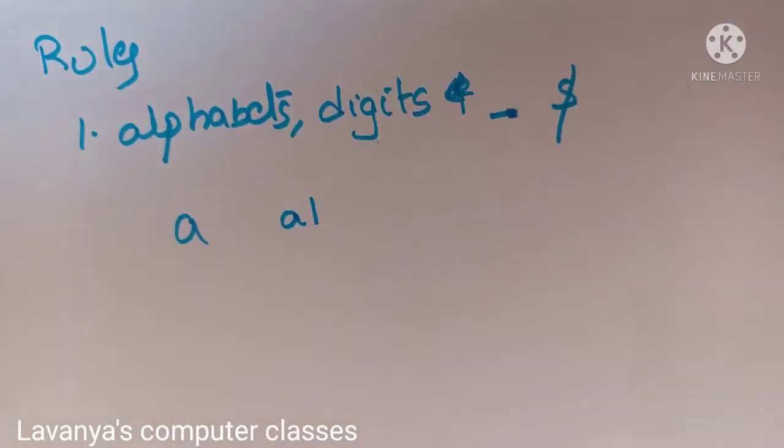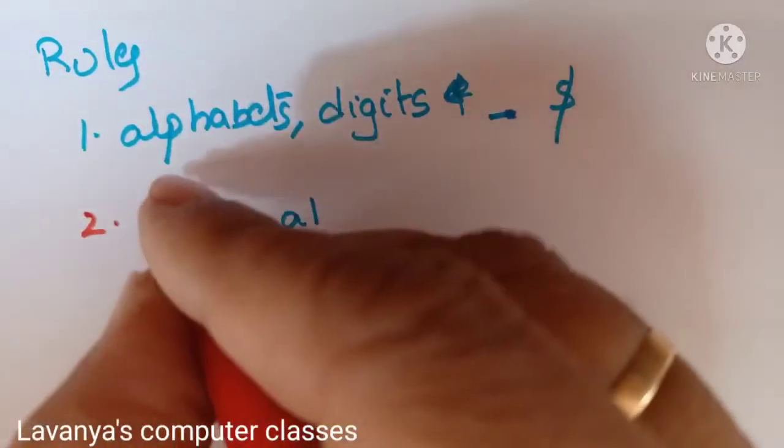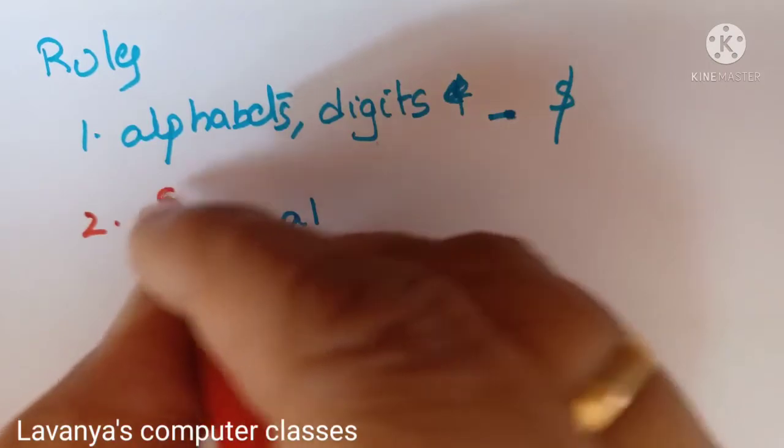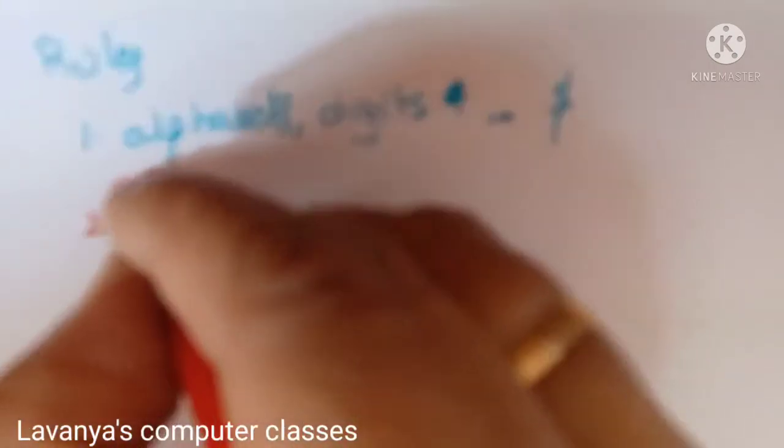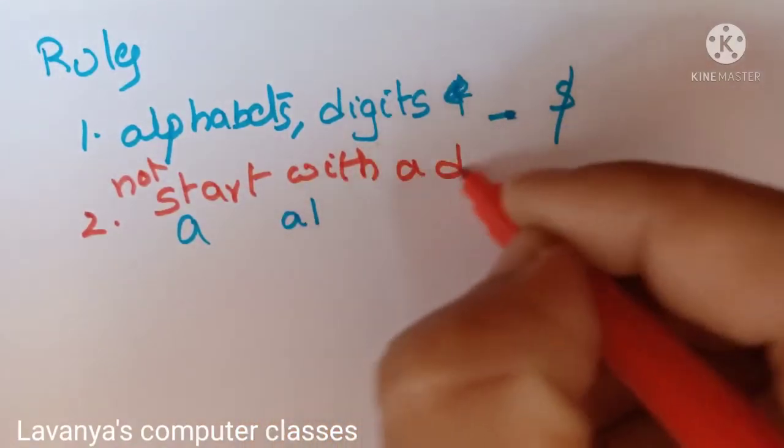The second rule is that an identifier must not begin with a digit. It must not start with a digit.